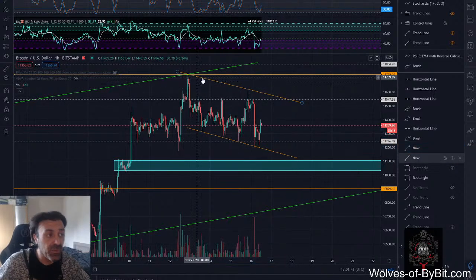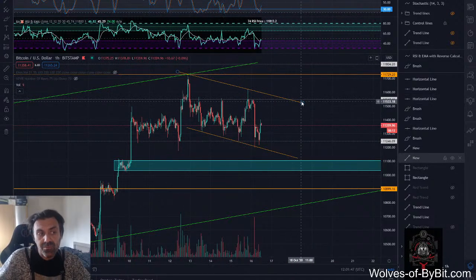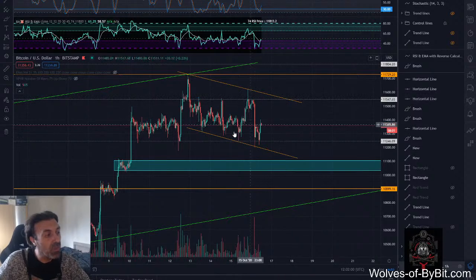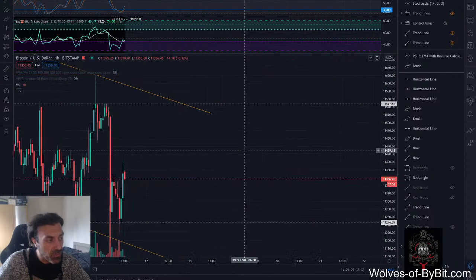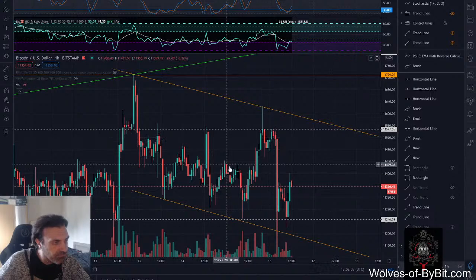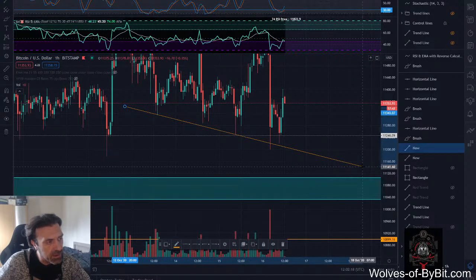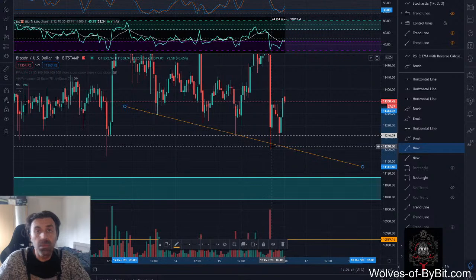Now that we have tested this line, it's okay to assume that right now on the way up, we will have a retest of this area. Now, is this going to break or not? That is the question. We tested the bottom of this line a few times. Here on this low, we did pierce a little bit through because I had it drawn like this. Does this mean it's gonna break? Possible. It could be.